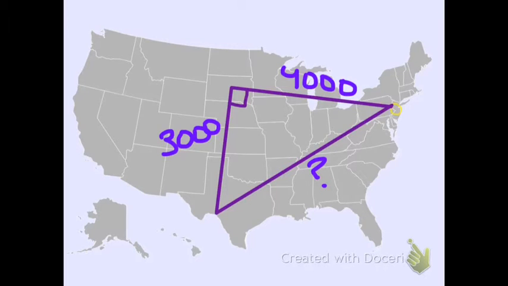So, as we go back to our original problem, we now know that the unknown length from the Gulf of Mexico to New Jersey is 5,000 miles.